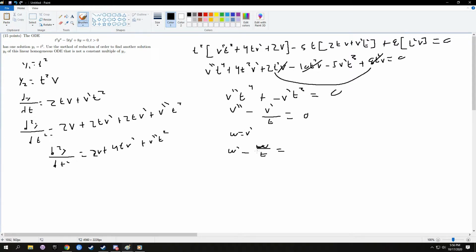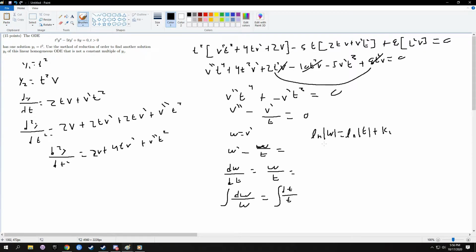And now I can move this over, so w prime, which is dw dt because I'm taking the derivative with respect to t, equals w divided by t. So I'm going to cross multiply these and switch these. This becomes dw divided by w equals dt divided by t. And now I'm going to integrate both sides. So this becomes ln of w equals ln of t plus a constant, which I'm going to call k1.